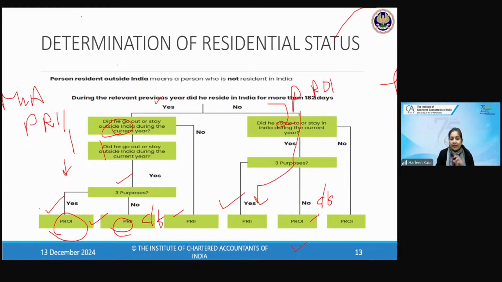If I have not stayed in India for more than 182 days, then what is my residential status? If I stay in India for less than 182 days, then what is my residential status? Then simply, ma'am, I'm a person resident outside India. Then there is no problem. But if I'm a person resident outside India and I came to India for any of these three purposes, either for employment or for business or vocation or for an uncertain period, then what do I become? Then I become a person resident in India. Excellent. Very good, children. That means you have understood it carefully. That's wonderful.